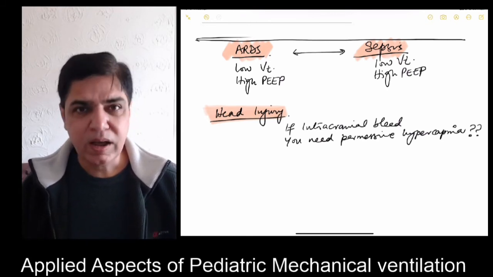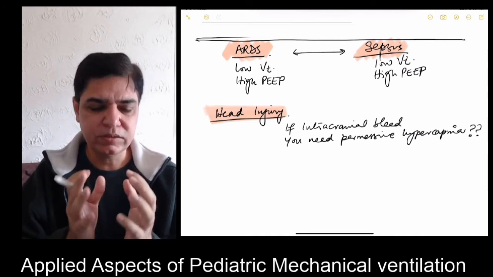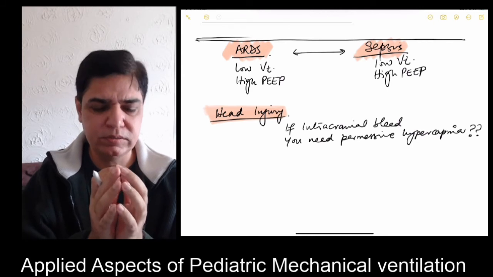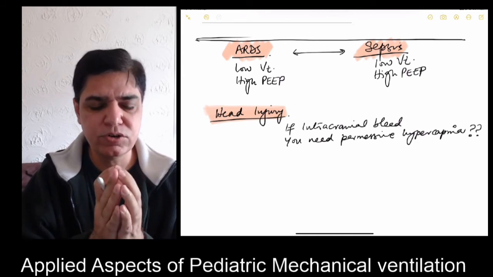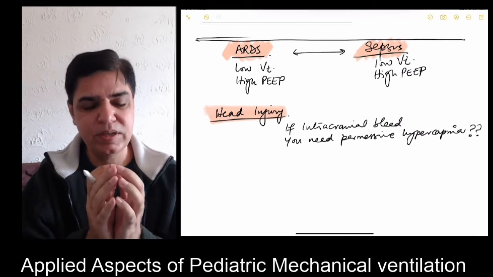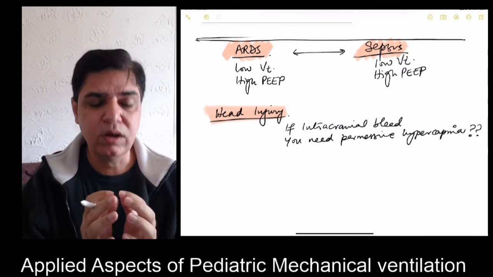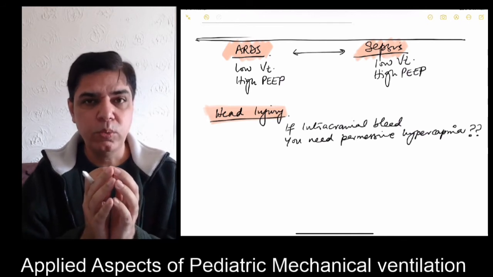So you keep a high PEEP, because there's a lot of surrounding edema. The alveoli will collapse, whether that's acute respiratory distress syndrome or sepsis. There will be fluid in the lungs, which keeps the alveoli collapsed, so they are not actually expanding. So we have to recruit the alveoli. How do we do the recruitment? We give a high PEEP.